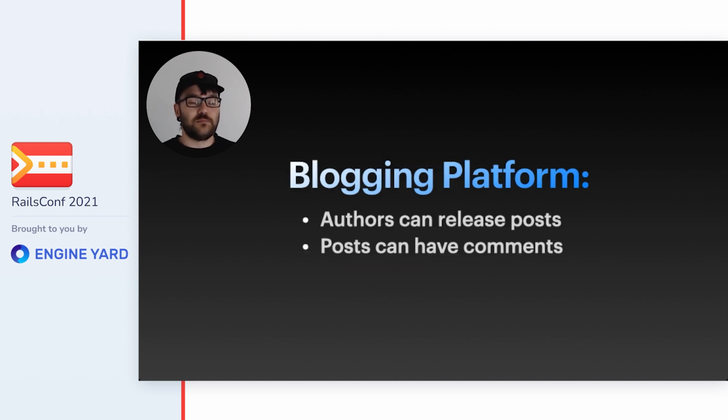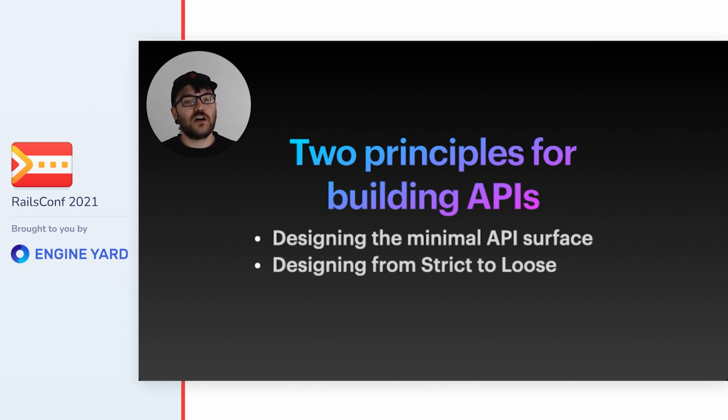It's going to be fairly simple. It's going to have authors that can release posts, and it's going to have posts that can have comments. Now we're going to talk through two principles for building APIs. The first one being designing the minimal API surface, or how not to overexpose data on your APIs. And then the second one is going to be designing from strict to loose, or how to avoid building extra flexibility that nobody asked for.